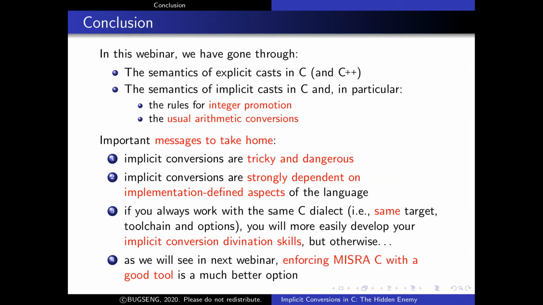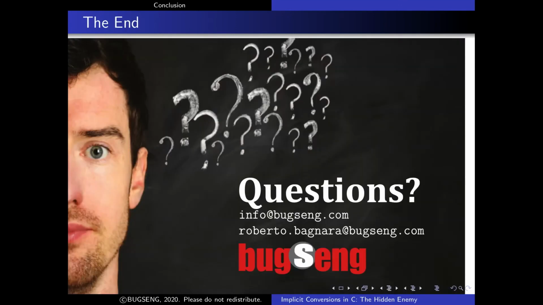You will develop with time a skill to guess where implicit conversion is and what it does. But otherwise, it is much better, as we'll see in the next webinar, to enforce MISRA C with a good tool, so that the tool will prevent you from making potentially dangerous mistakes because of implicit conversion. Okay, so if you have questions.